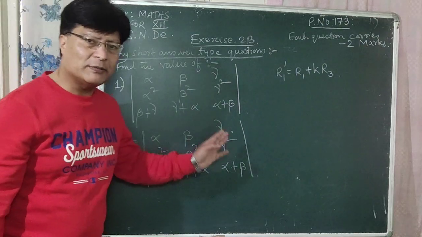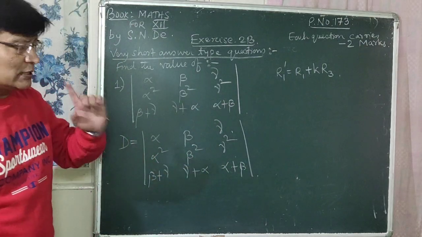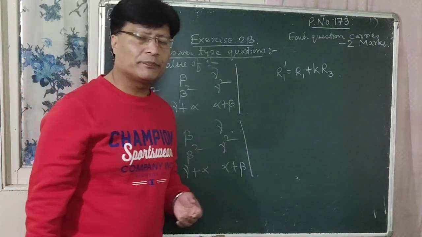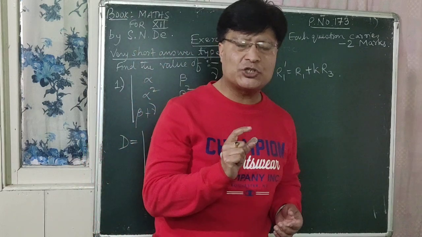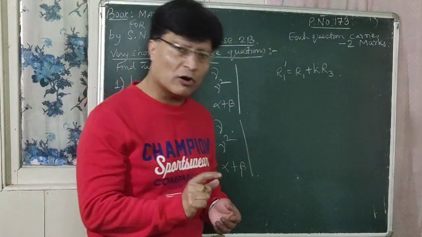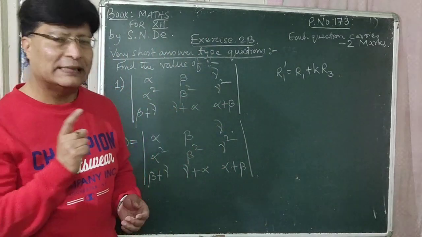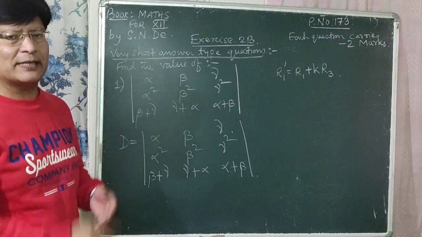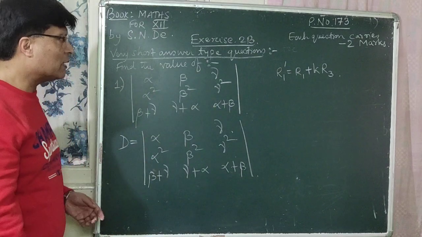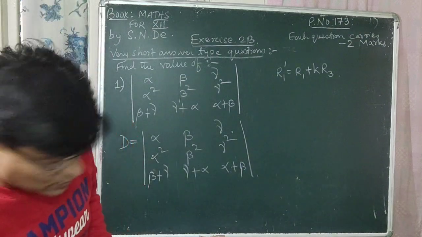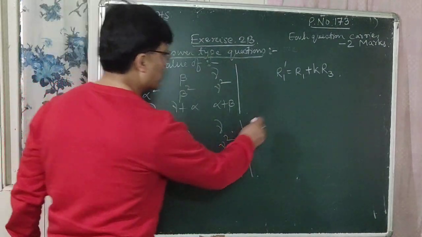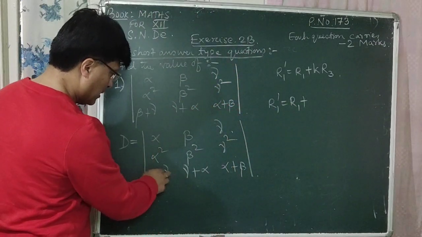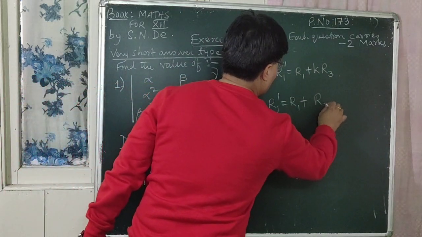If we add this row 3 and row 1, what happens? Alpha plus beta plus gamma. If this is added, this is also alpha plus beta plus gamma. If these two are added, this is also alpha plus beta plus gamma. So when we add row 1 and row 3, we get the same element throughout one row. So if you get a common factor in one of these rows, you can take that common.